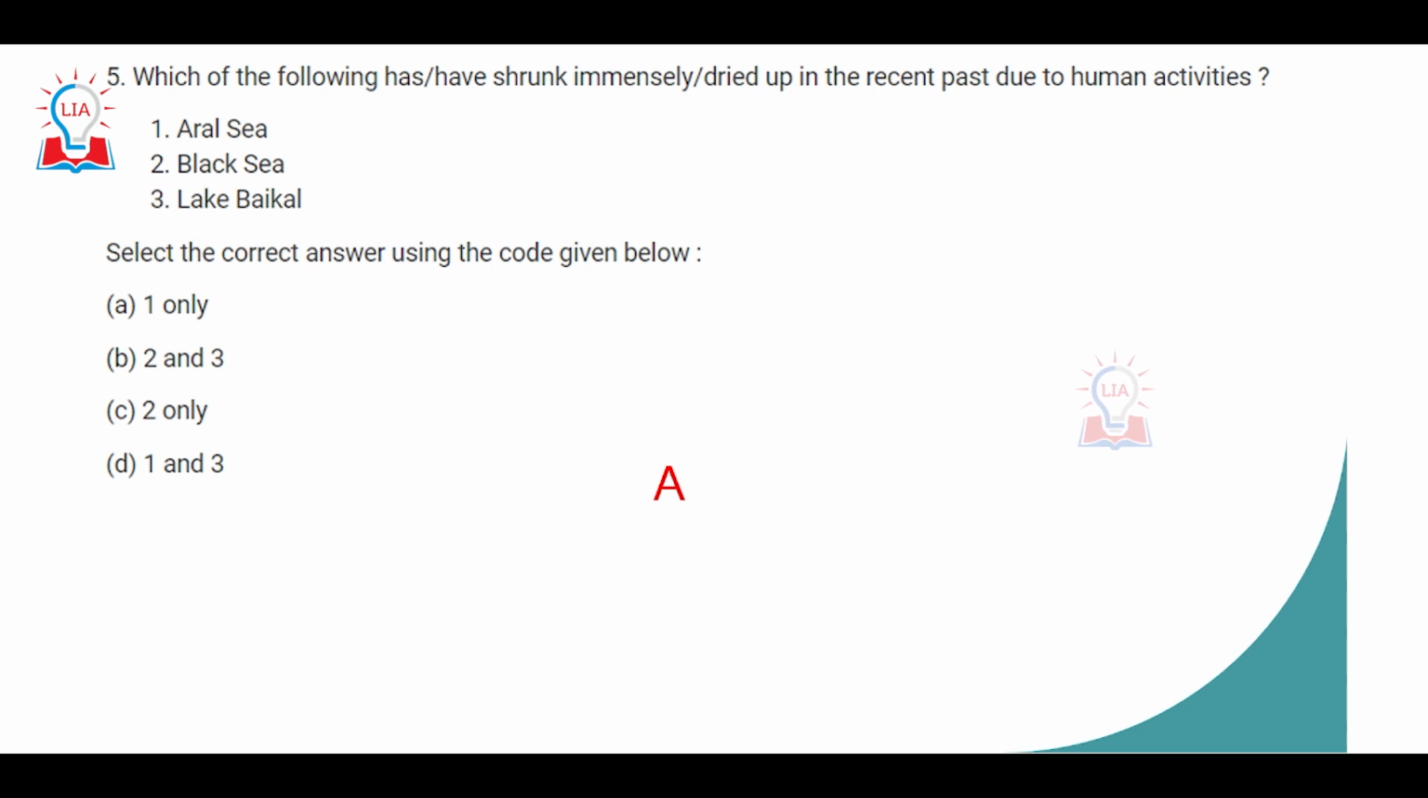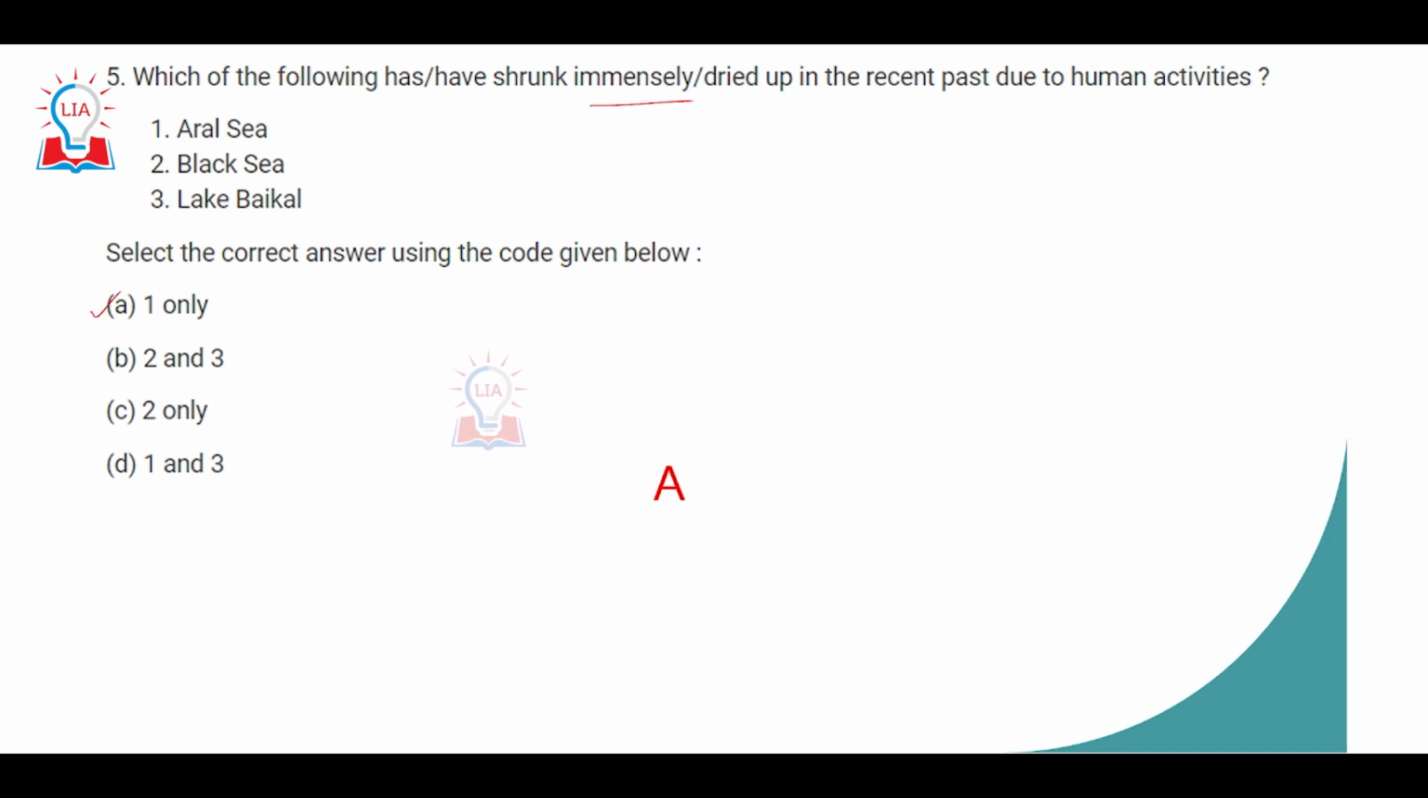The fifth question again is related to current affairs. Basically, it has been asked about the three water bodies across the earth or in the world which have shrunk immensely or dried up in the recent past due to human activity. So, three water bodies are given: Aral Sea, Black Sea, and Lake Baikal. Which of these have recently dried due to human activities? So, here the correct answer is Aral Sea.